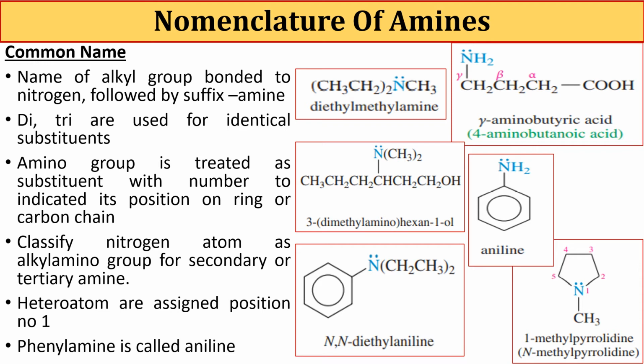Aromatic and heterocyclic amines are generally known by historical names. For example, phenylamine is called aniline. Its derivatives are named as derivatives of aniline. For example, N,N-diethylaniline.